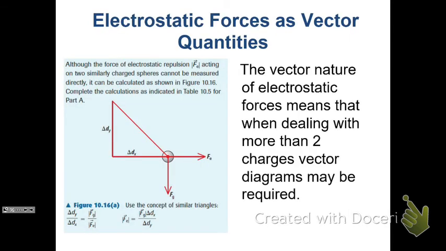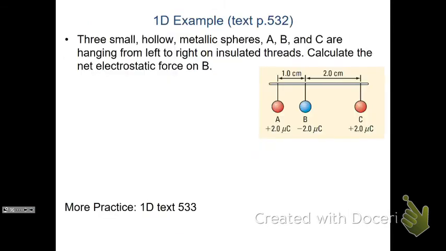Okay, so I'm just going to jump through this. All right, excellent. So here's our next one. Now we have those spheres that have not touched, so they're just hanging out. 3 small hollow spheres are hanging from left to right on insulated threads. We're going to find the net electrostatic force on B. So let's look at B.